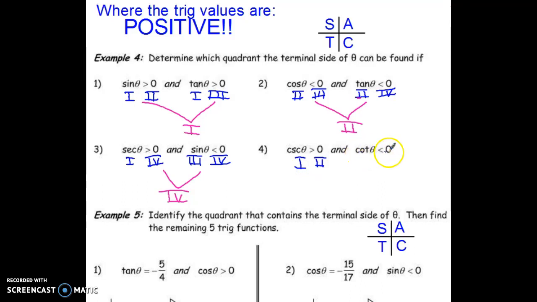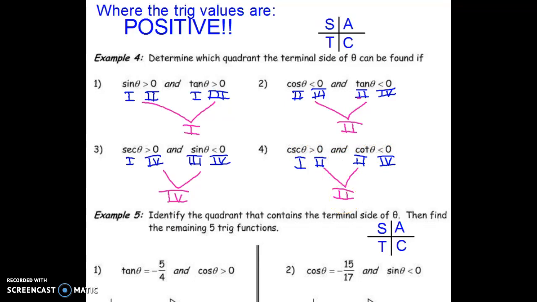And this is the cotangent. That is the reciprocal of tangent. And this says negative right there. Well, if it's positive in these two quadrants, it must be negative in those two quadrants, and that will be quadrants 2 and 4. So then we ask ourselves, which one repeats? Quadrant 2. So this angle, given these conditions, will lie in quadrant 2.